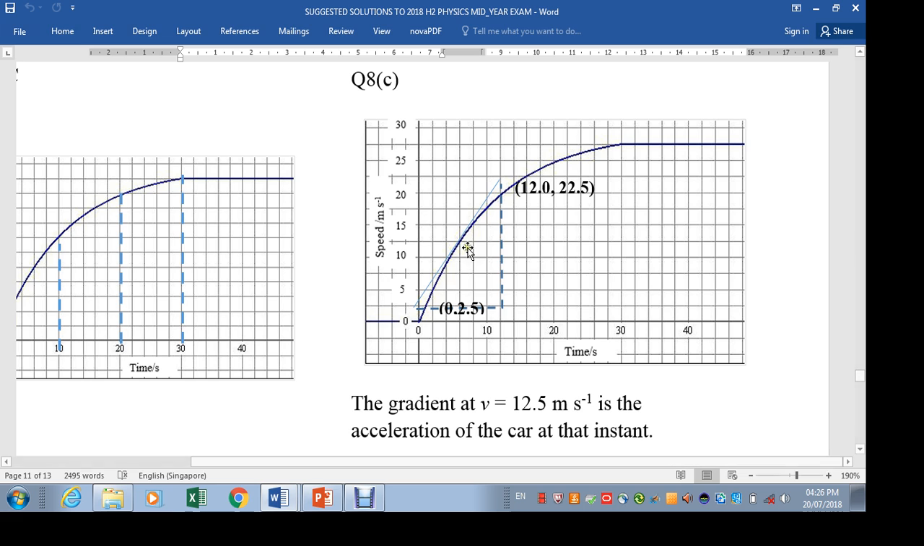The other way is to look at the angle. If you find the angle here and the angle here, between the black line and the blue line, it should also be about the same on both sides. So this is one way to judge the symmetry of it. Okay?